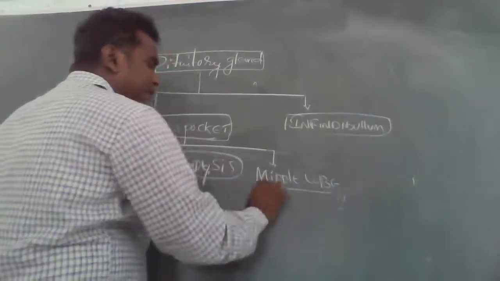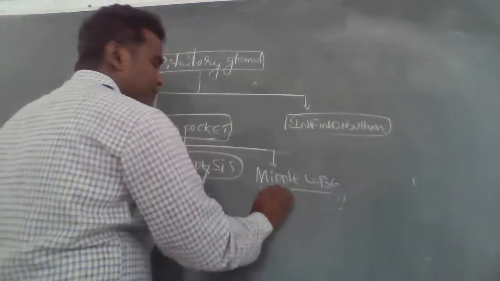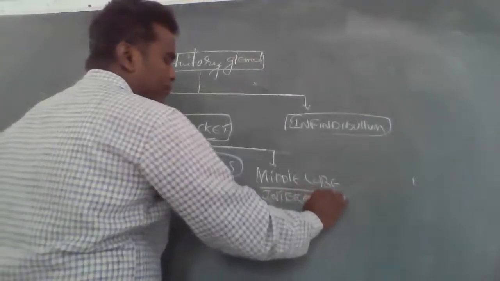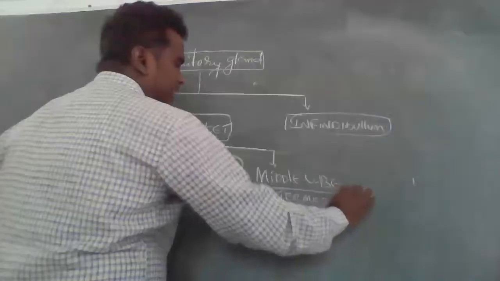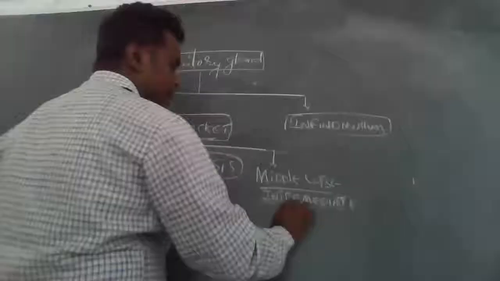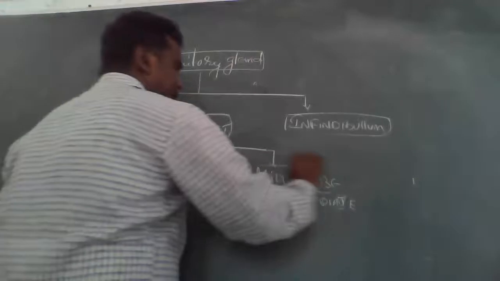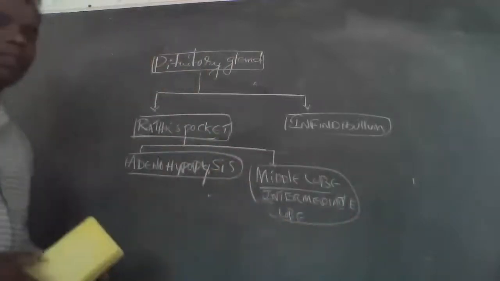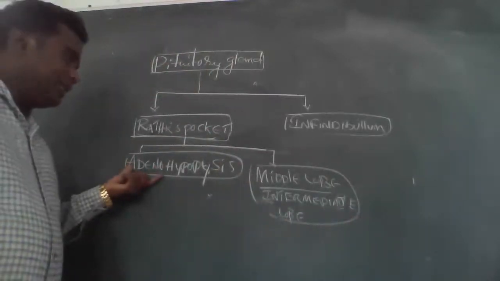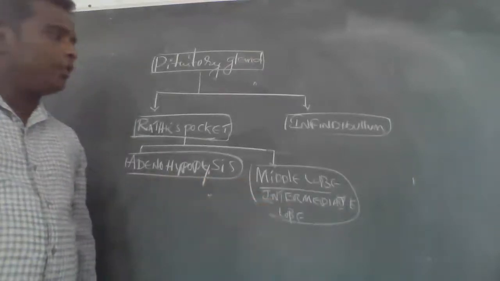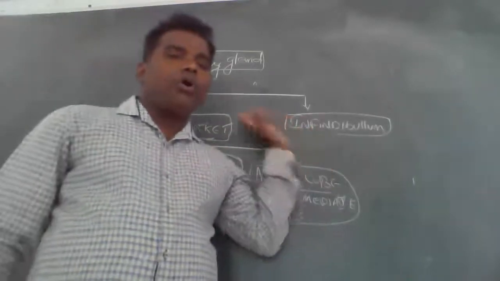Middle lobe or intermediate lobe. This is called Rathke's pouch, which contains two parts. One is the adenohypophysis. The second one is the middle lobe, that is the intermediate lobe. So already two parts are there.